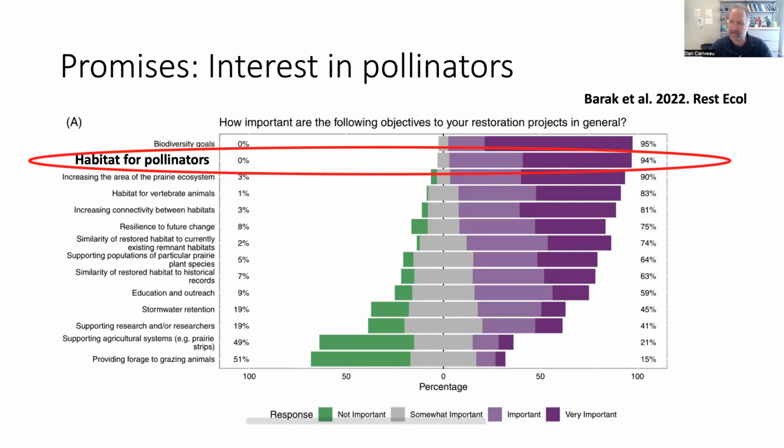Another really big, and this maybe is the biggest promise, is this interest in pollinators is really booming. This is some work by Becky Barak. She surveyed over 100 land managers in the tallgrass prairie region and asked them what their most important objective was for habitat restoration. And what you can see here is that habitat for pollinators was the second most important objective for these land managers, showing how important they value pollinators.